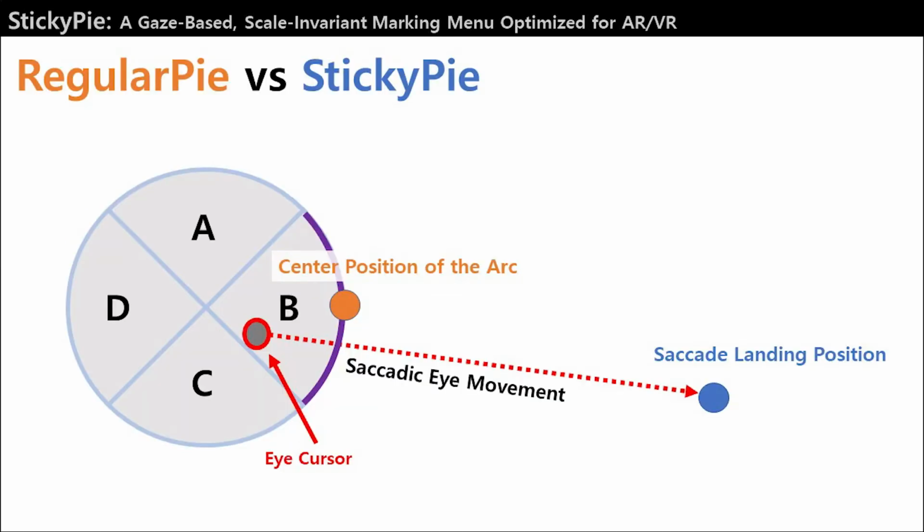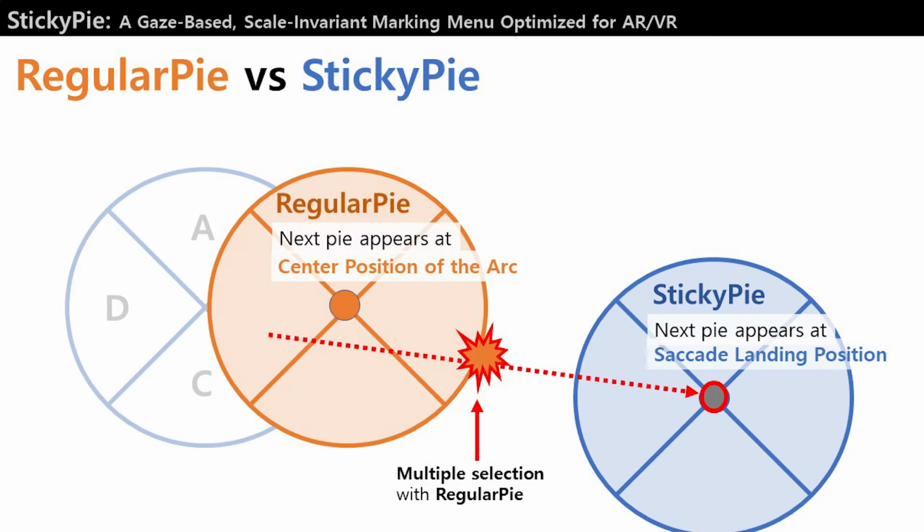With regular pie, a selection is done once the eye cursor crosses the border. Otherwise, with StickyPie, a selection is done once the saccadic eye movement is done after the eye cursor crosses the border. Therefore, regular pie could invoke multiple border crossing actions if the saccade distance is too long and goes over multiple borders. In contrast, StickyPie could invoke only one border crossing action per single saccade stroke, because the next pie lands at the saccade landing position regardless of the distance of the saccadic eye movement.